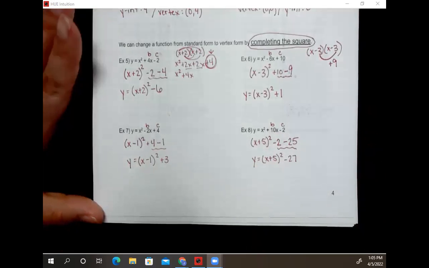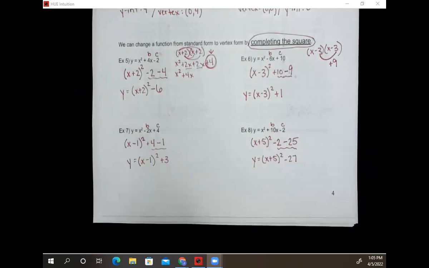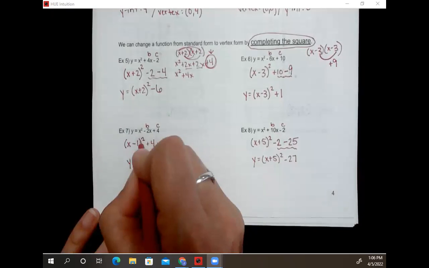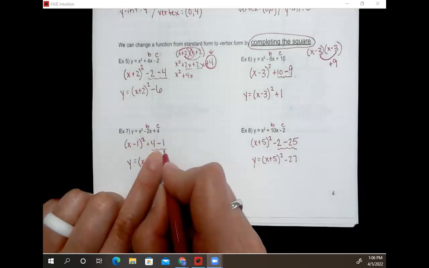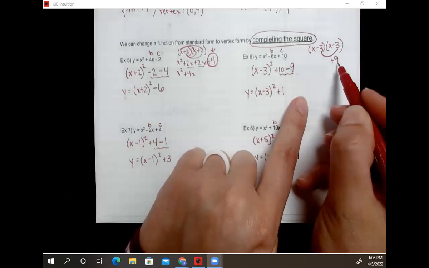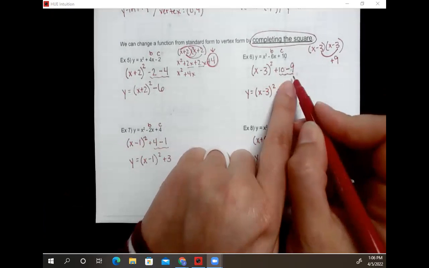Question? On example 7, would it be +1 or -1? -1 squared is +1, right? That means that we're adding an extra 1 here. So I correct it by subtracting that extra 1. Just like here, right? -3 and -3 is +9. So I have to subtract that 9.